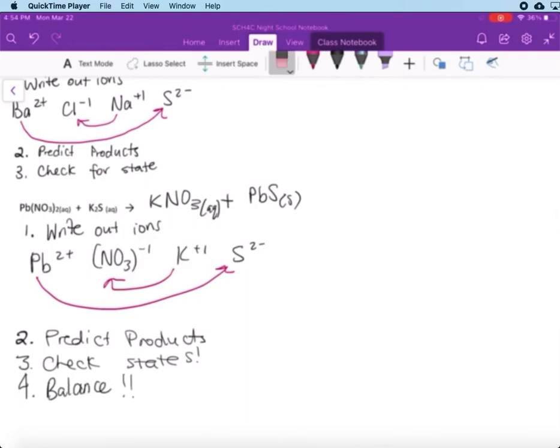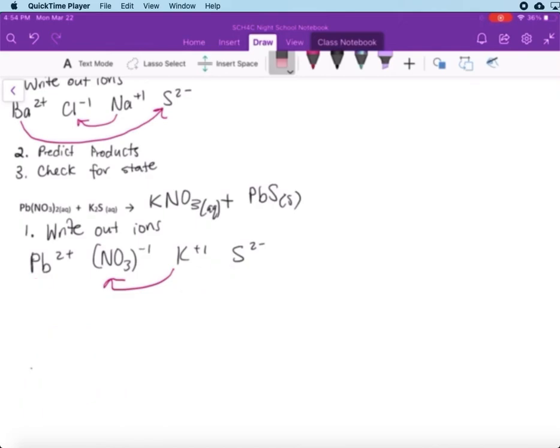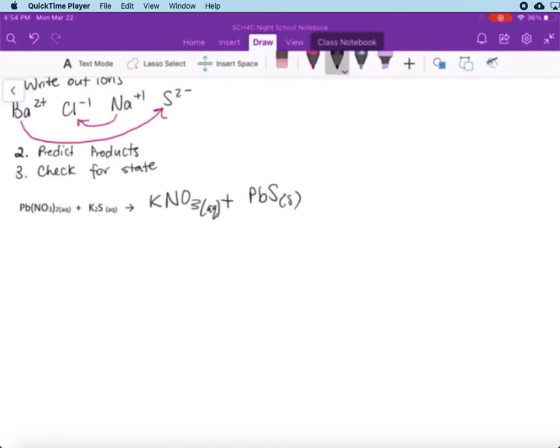So here, let's erase everything. You can go back if you want to review what we did. And we're going to practice balancing. So we're going to write out all of our ions down the middle, all of our atoms. Nitrate is a polyatomic ion, and because it stays together on both sides, we don't have to split it up into nitrogen and oxygen. We have 1 lead, 2 potassium, 1 potassium, 2 nitrate, 1 sulfur.